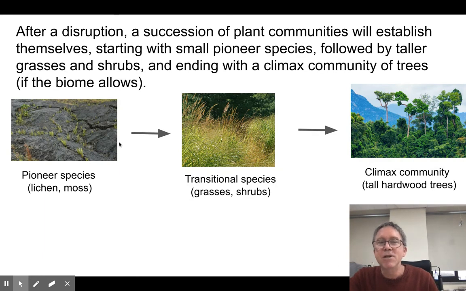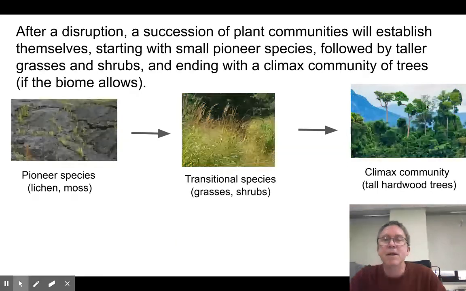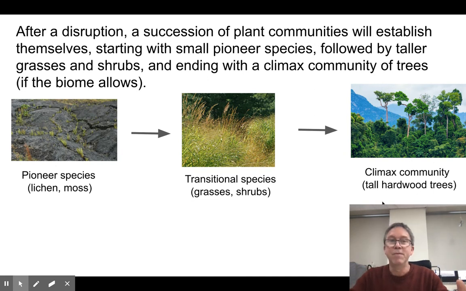Eventually, these pioneer species get outcompeted by taller grasses and these intermediate transitional species, right? But eventually, these get outcompeted, and eventually, we end up with what we call a climax community. And a climax community, depending on the biome, is likely to be these tall hardwood trees. Now, obviously, that's not going to be if it's a grassland biome. It's not going to be if it's a tundra or a desert biome. But many biomes, that's what you get. Okay, so the idea is you go from pioneer species to transitional species to a climax community. And once you reach a climax community, no more change happens.